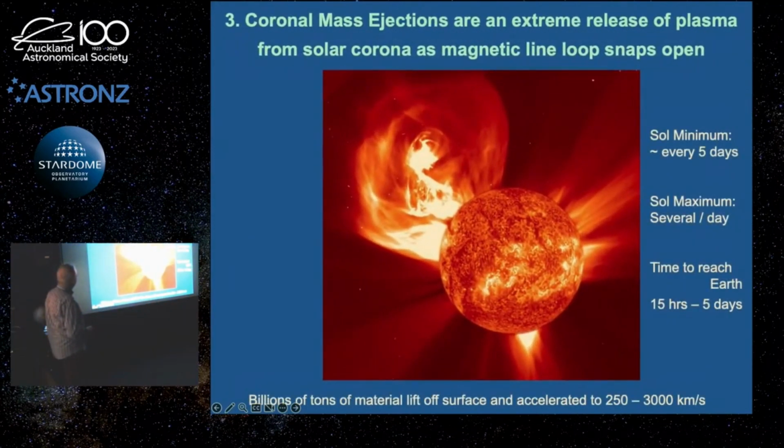So let's talk about them. They are an extreme release of plasma from the solar corona as the magnetic loops open up, snap and open up and reconfigure themselves, and all that energy gets released and throws the plasma out. So the flare is only the instigator of them. Now these coronal mass ejections can occur from a solar flare typically. They can occur just on their own.